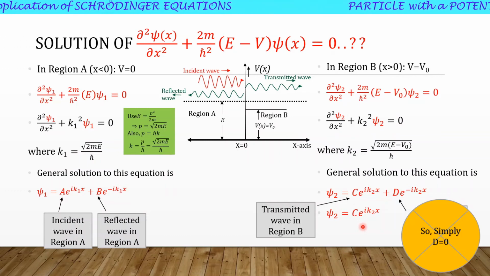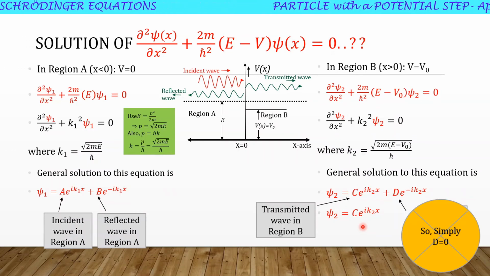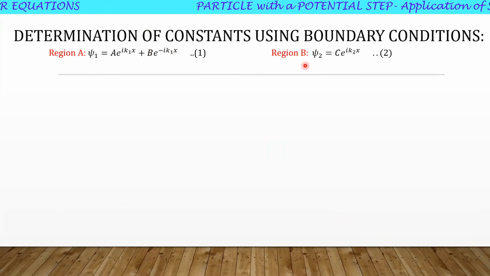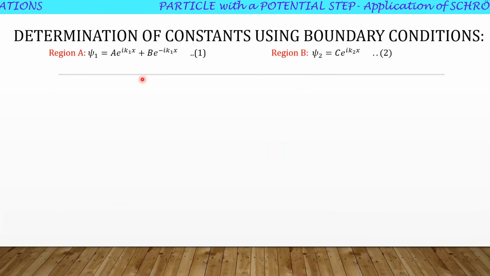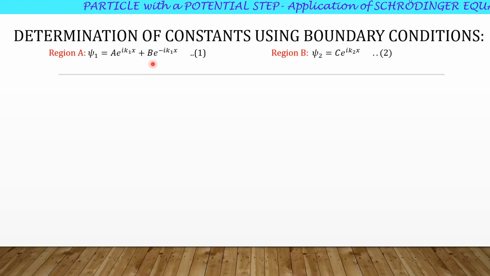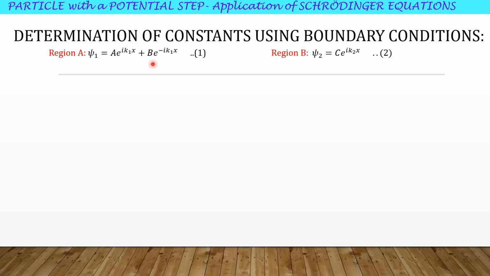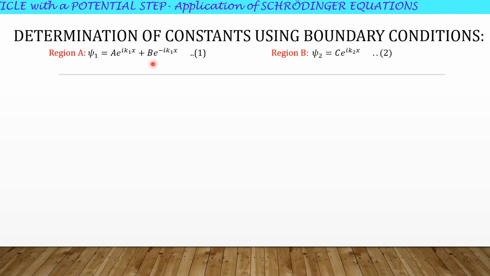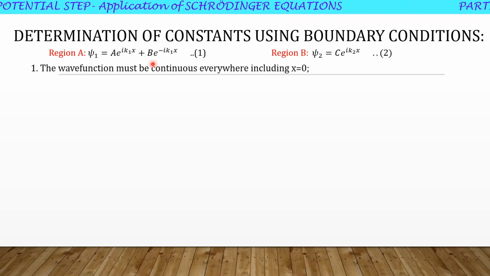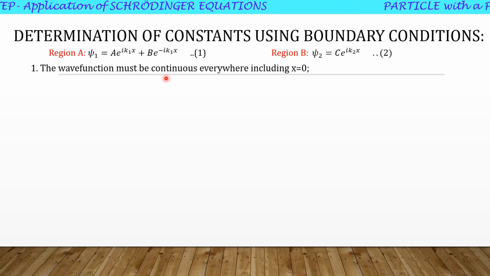So now we have calculated both wave functions in regions A and B, and these are the solutions, but we still have the constants A, B, and C unknown to us. To evaluate these constants, I will make use of boundary conditions. What does the boundary condition say? It says that the wave function must be continuous.